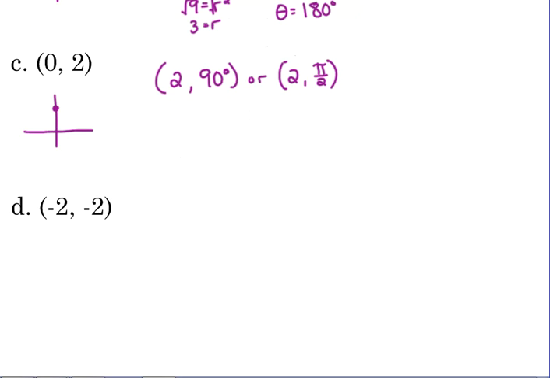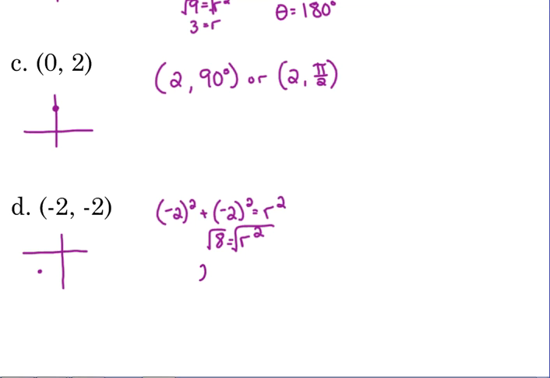Okay, let's do one more that does require some work here. -2, -2. That would be in the third quadrant. -x, -y. Square the x, square the y. It's equal to r squared. -2 squared is 4. 4 plus 4 is 8. Take the square root. 8 is not a perfect square. We do want to break that down. 2 square roots of 2.